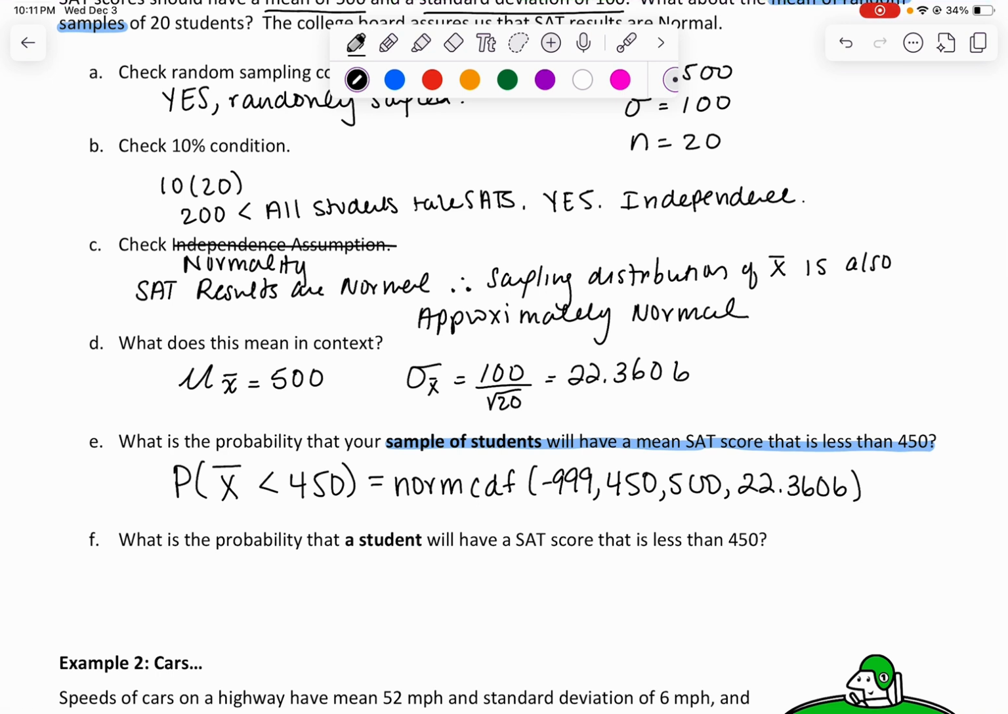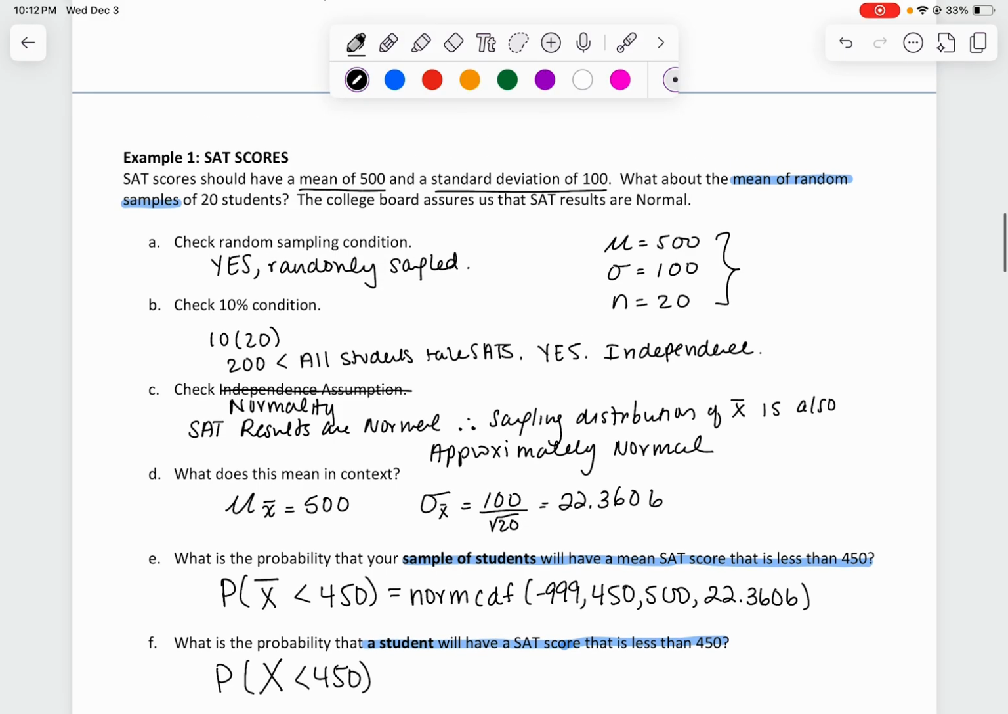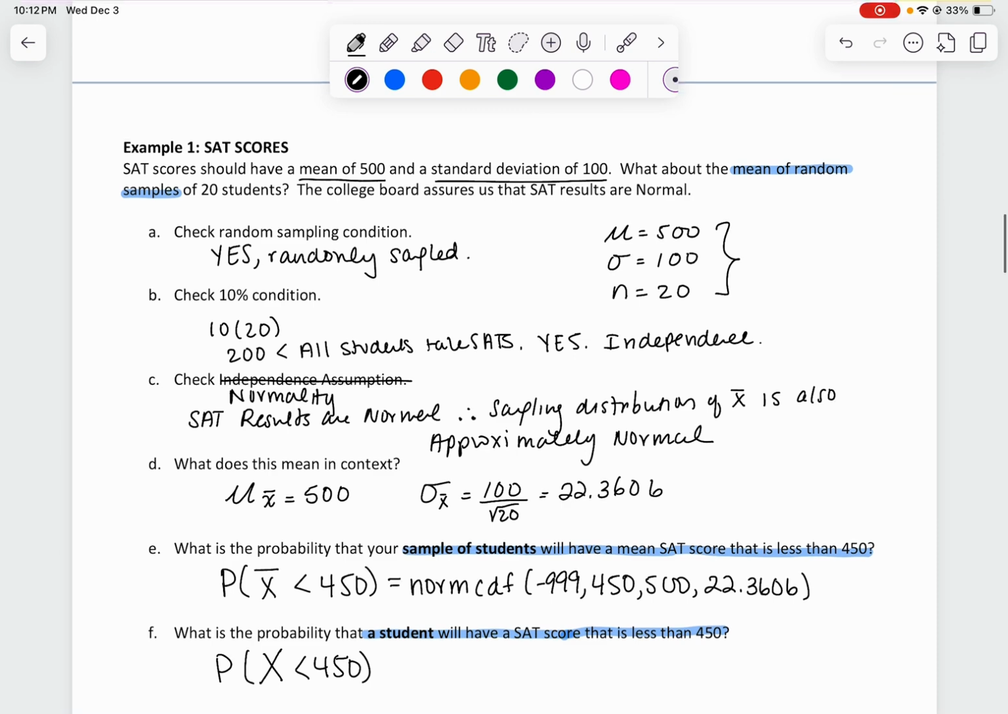However, be careful about the wording in the second one. It says, what is the probability that a student will have a score that's less than 450? Notice this is not about a sample now. This is about talking about one student. Now, instead of talking about the probability of a sample mean, they're saying, what is the probability of X, or just that one student, being less than 450? This means that we have to go back to the original distribution, right? Our scores should have a mean of 500 and a standard deviation of 100.